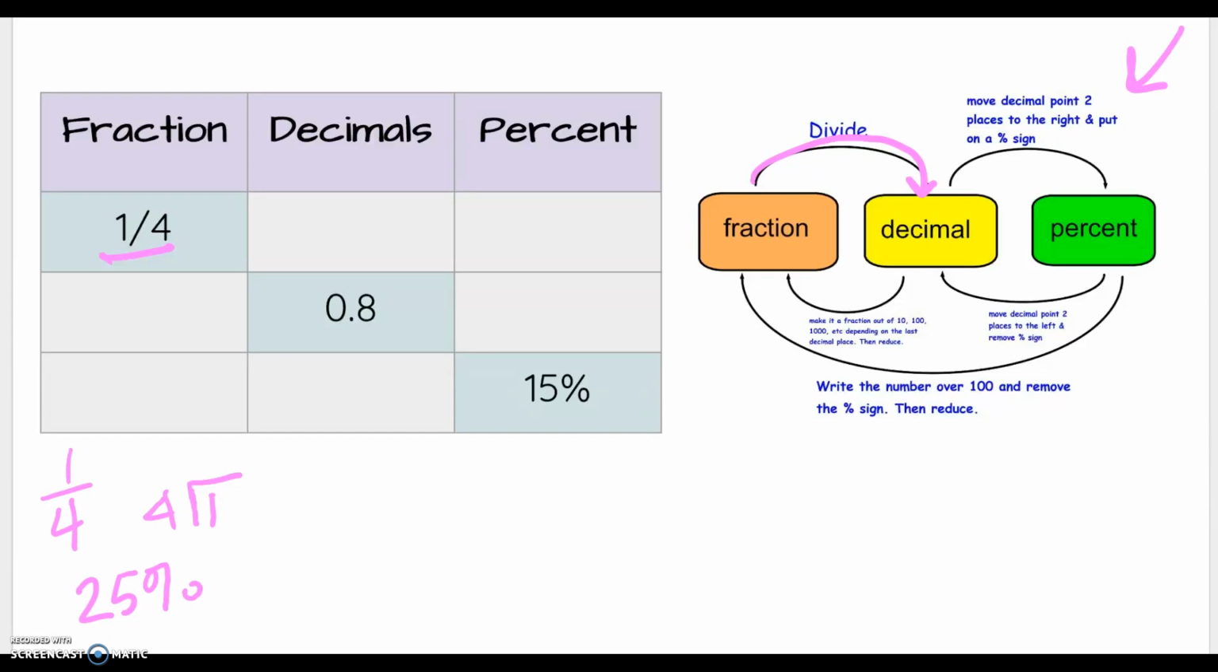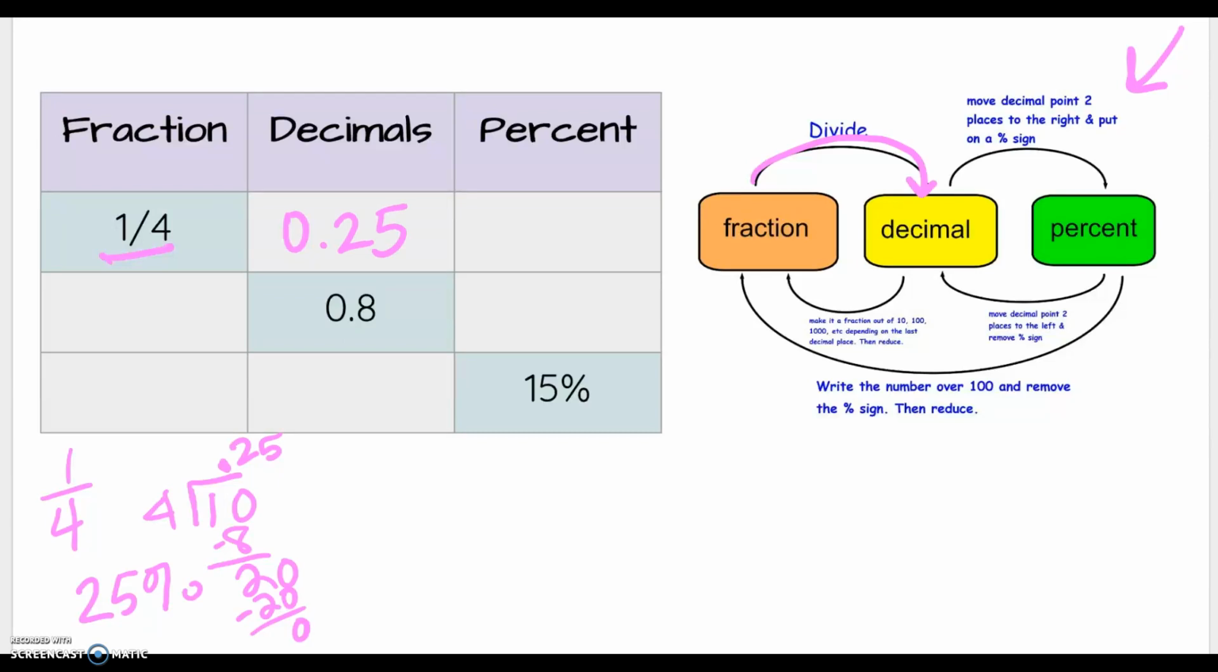4 does not go into 1, so I'm going to add a decimal. 4 goes into 10 2 times. 2 times 4 is 8. I have a remainder of 2. Bring down a 0. 4 goes into 20 5 times. Okay, so again, I get 0.25.